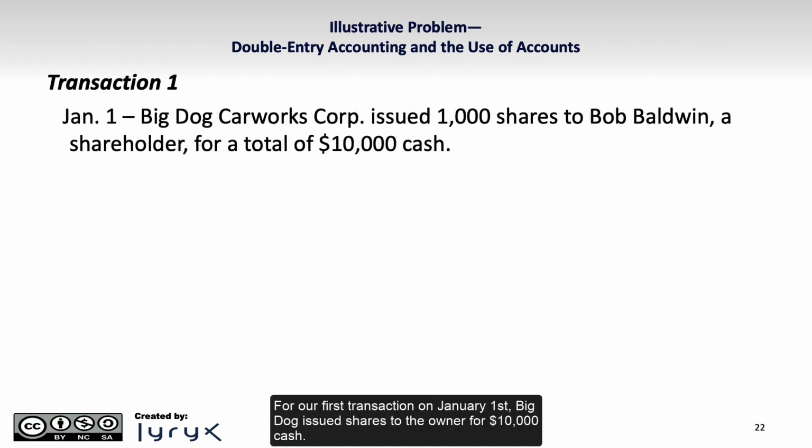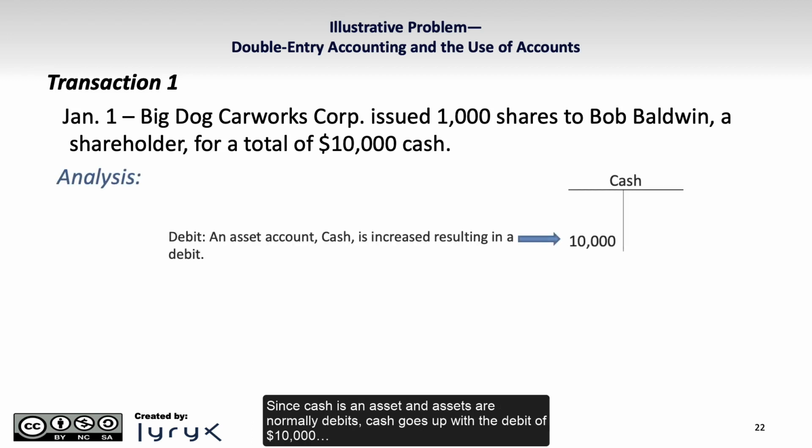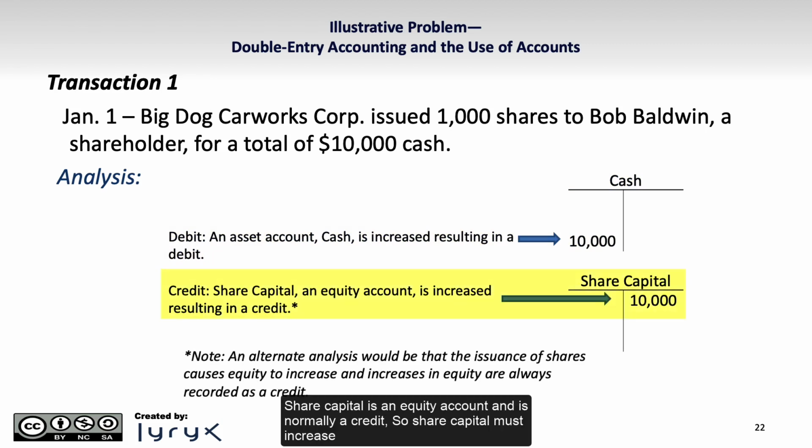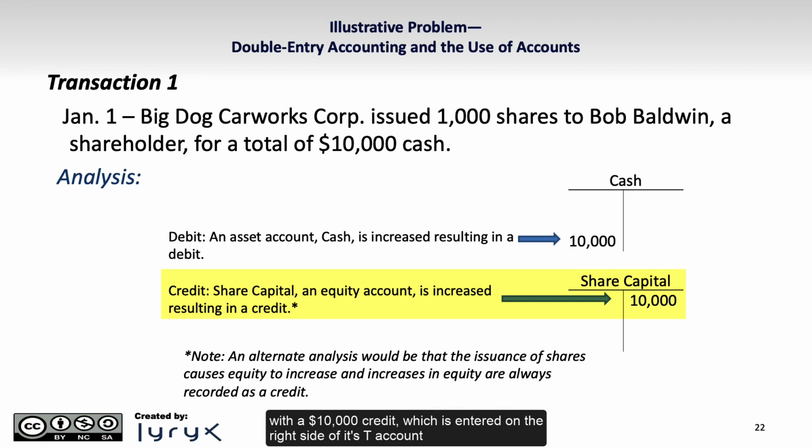For our first transaction on January 1st, Big Dog issued shares to the owner for $10,000 cash. We identified the accounts affected here to be cash and share capital, both of which are increasing. Since cash is an asset and assets are normally debits, cash goes up with a debit of $10,000 and is entered on the left side of the T account for cash. Share capital is an equity account and is normally a credit, so share capital must increase with a $10,000 credit, which is entered on the right side of its T account.